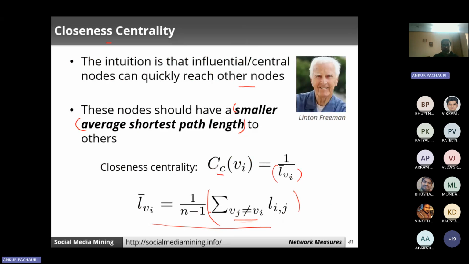If the average path length is smaller, then your closeness centrality will be high. Average path length being smaller means you are lying towards the center of a graph. So if your path length is smaller, your closeness value will be high, which means you are close to more and more nodes. If your path length is more, that means you are moving towards the periphery, the outer layer of the graph. In that case, your closeness value will be low.